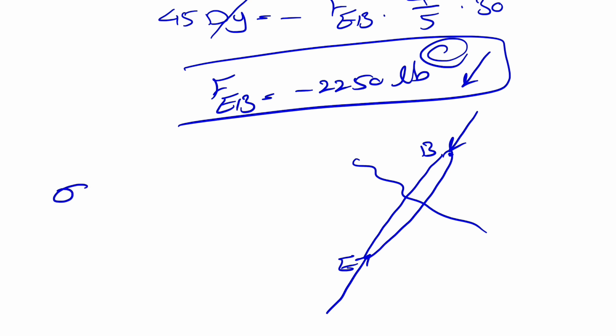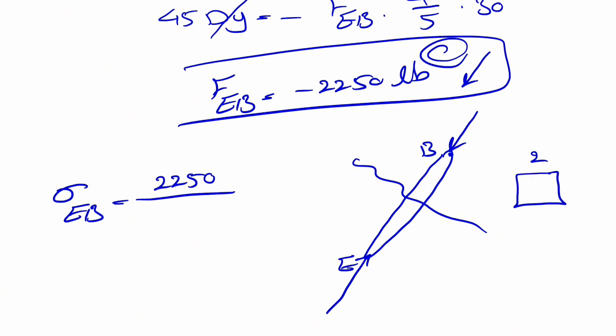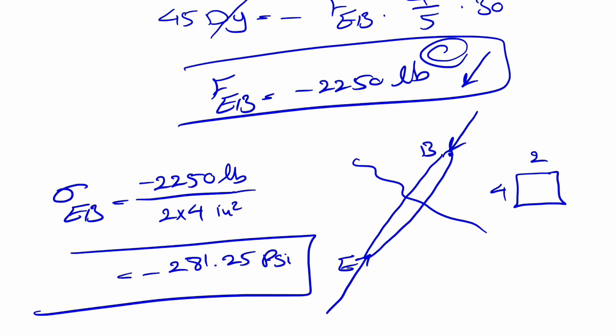So the average normal stress in EB will be equal to the force FEB, which is 2250, over the cross section, which is basically what we had, 2 and 4, so basically 2 times 4 inches squared. This will be pounds, and what we're gonna get in here, with the negative sign, is minus 281.25 psi as the final answer for the A part of the question. And again, the member is in compression.